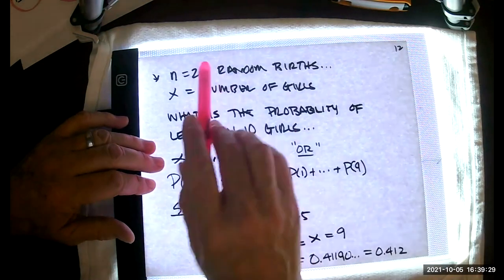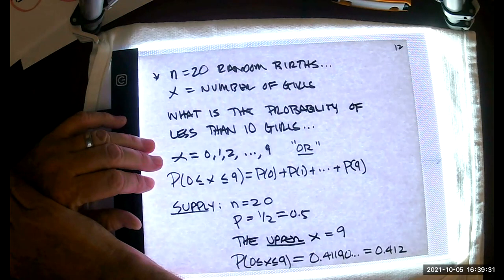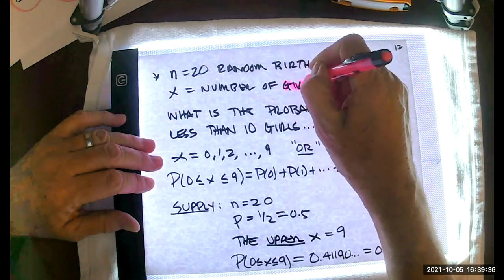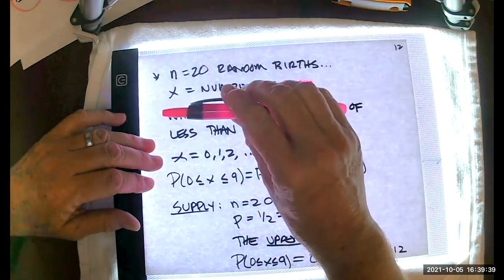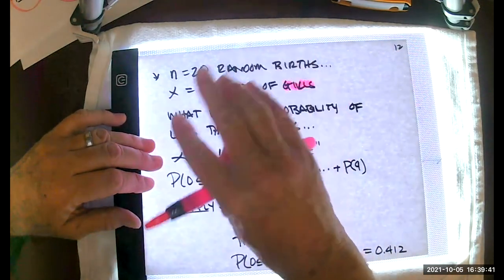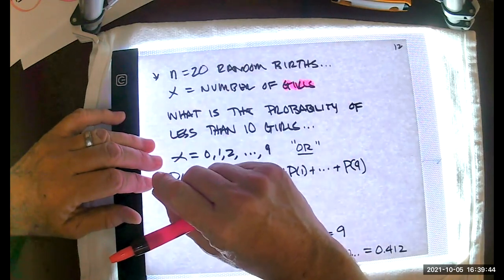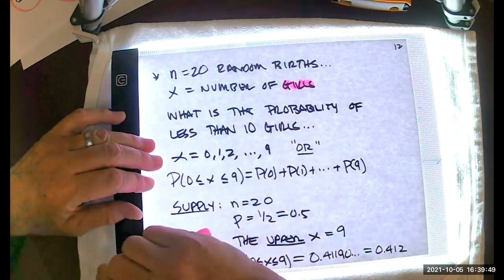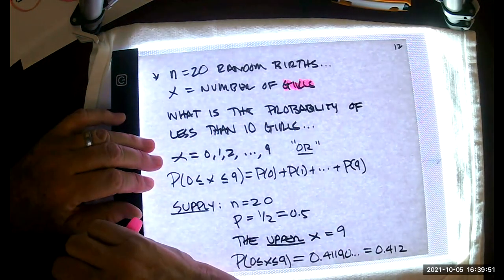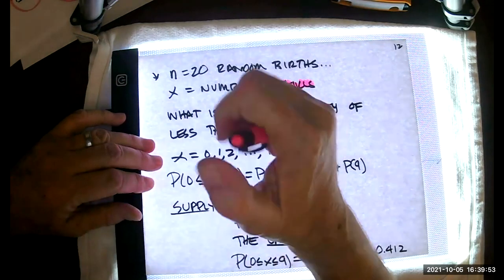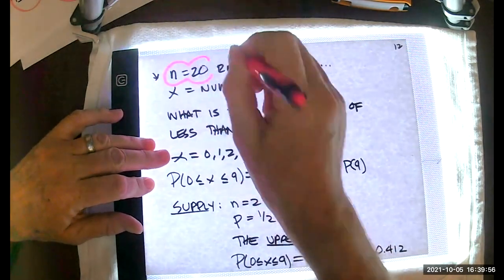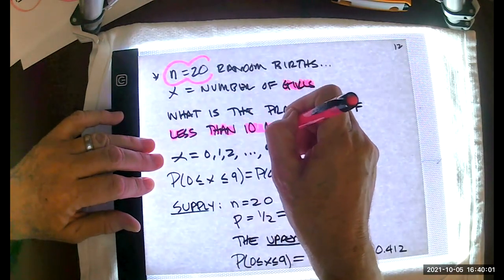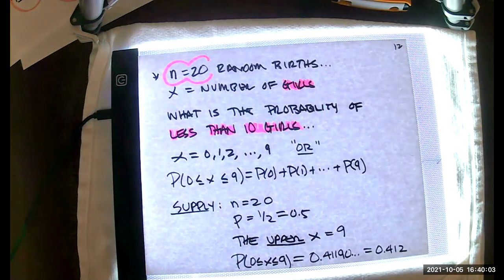So we've got 20 randomly selected births. We're going to let X equal the number of girls in those 20 births. We're going to assume that the probability of girls and boys is equal for any one birth. It's really slightly biased, but I'm not going to worry about that. We never do. So here's the question. In those 20 births, what is the probability of less than 10 girls?